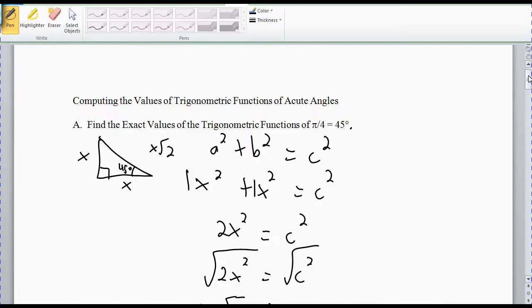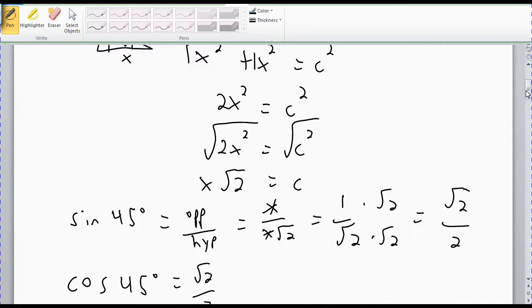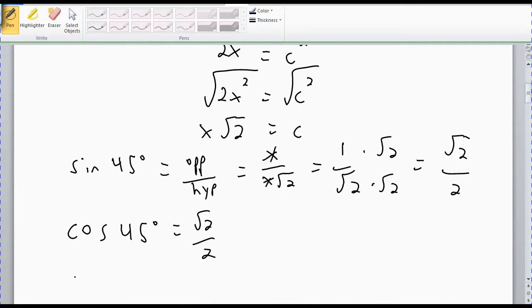And then it's the exact same process as we used here. And now let's do the tangent of 45.